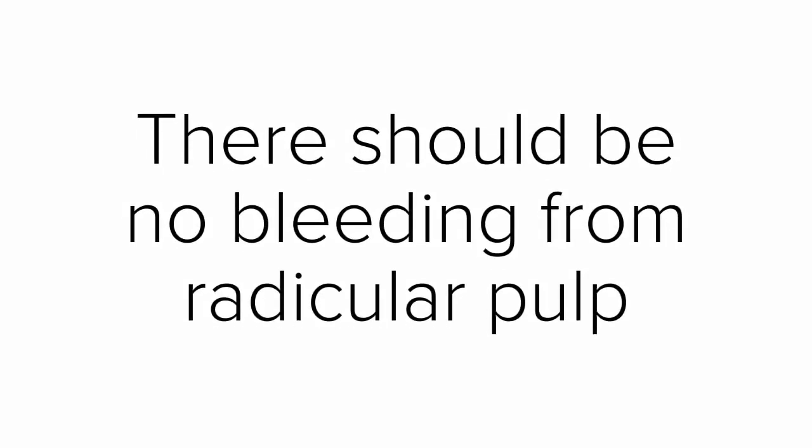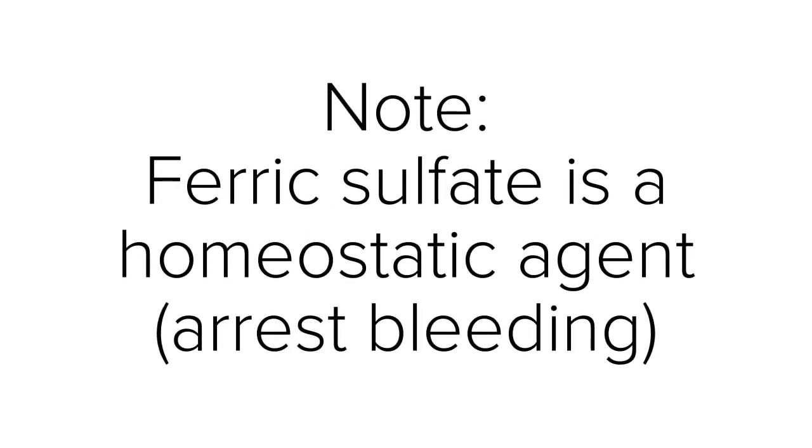Very important, we should not have any bleeding coming from the radicular pulp, only the coronal portion. Since we remove the coronal pulp, we need to have bleeding only from the coronal pulp. We should not have bleeding from the radicular pulp. There will be bleeding in the radicular pulp only if the radicular pulp is inflamed, therefore it is indicated for pulpectomy. Note, why do we need to apply ferric sulfate? Because it is a hemostatic agent that will arrest the bleeding in order to check if the case is indicated for pulpotomy or pulpectomy.